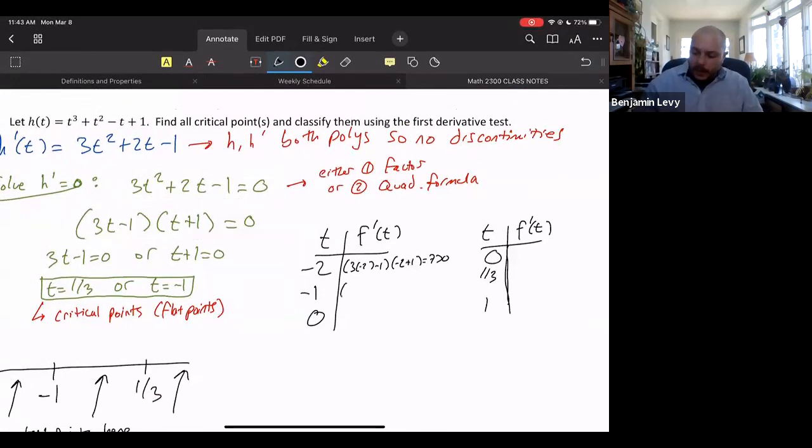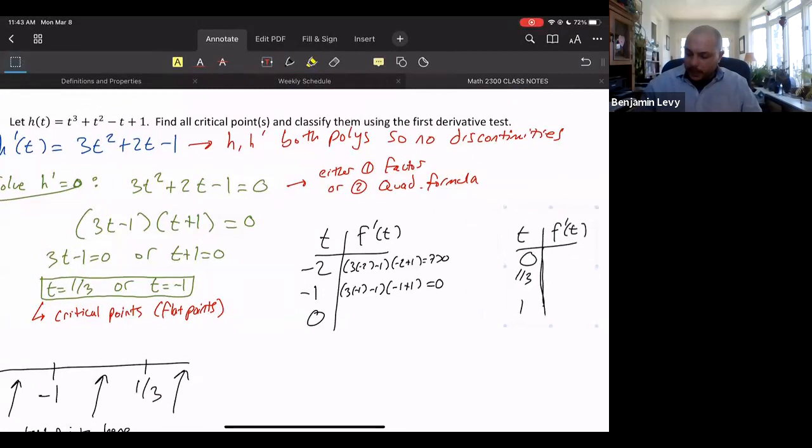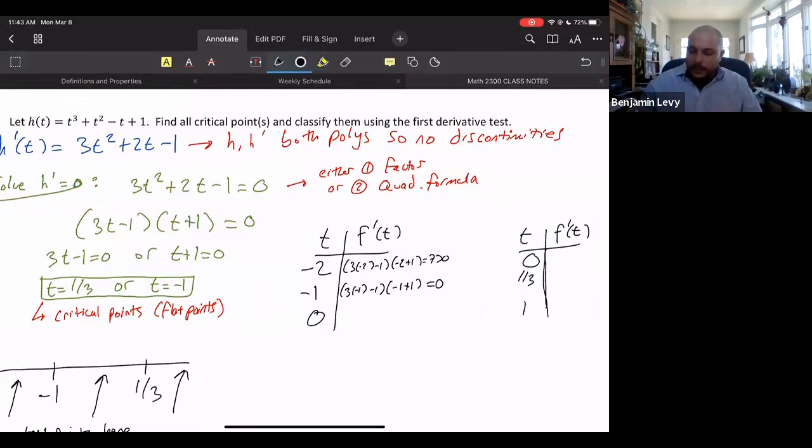When you plug in -1, it looks like this. You'll have 3 times -1 minus 1, times -1 plus 1, and obviously we get 0. Then the third piece, 3 times 0 minus 1, times 0 plus 1, so you get -1 times 1, which is -1. So increasing, flat, decreasing. Increasing, flat, decreasing would be a max.